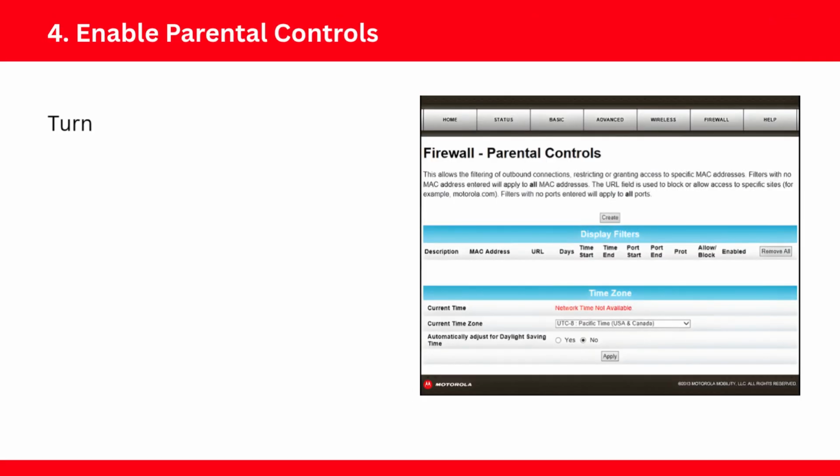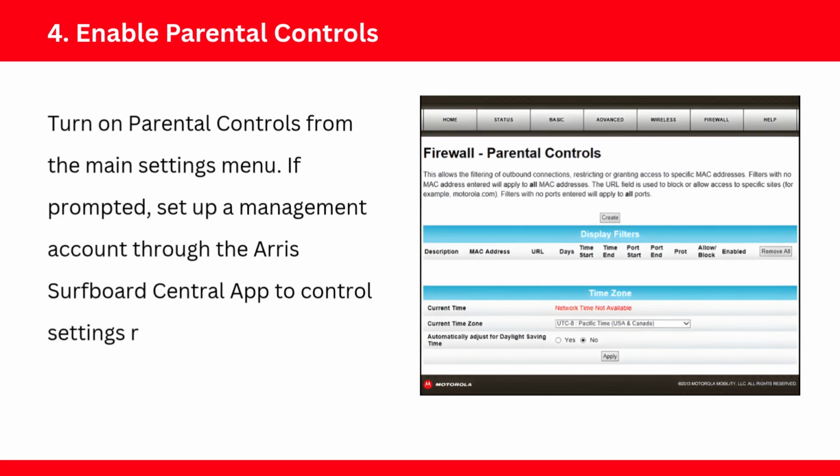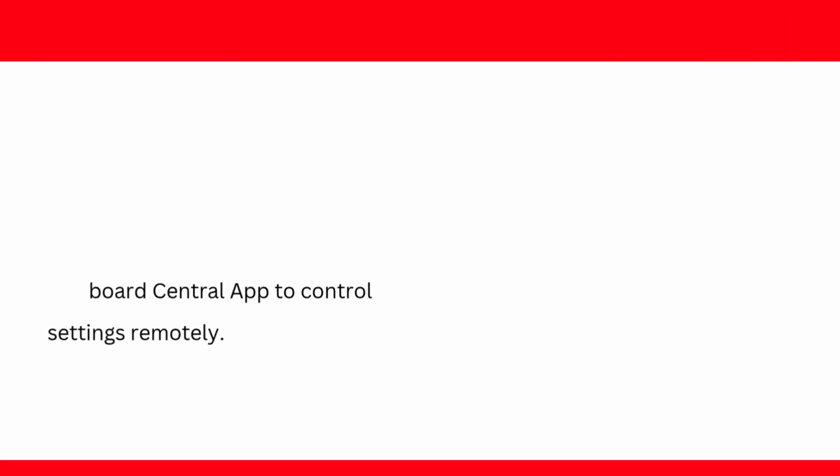4. Enable parental controls. Turn on parental controls from the main settings menu. If prompted, set up a management account through the Arris Surfboard Central app to control settings remotely.